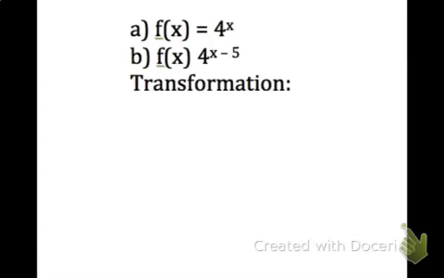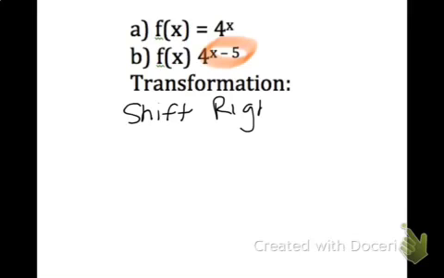So for the next one, we have an exponential function. It's 4 to the x is our parent graph. And coupled with the x right here, we have a minus 5 there. So because it's with the x, we know it's horizontal. And because it's minus, we're moving to the right. So we would say shift right 5 units.